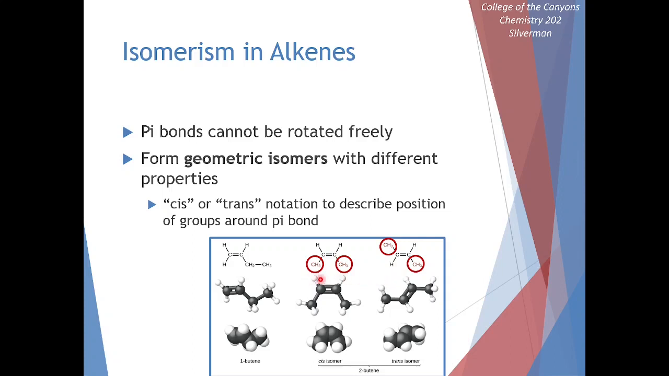If those groups are close to each other across the double bond, we call that cis. If those large groups are far away from each other across the double bond, we call that trans. And it takes a fair amount of energy to convert between these cis and trans isomers. They're going to have different properties. They're going to behave differently. They are going to be different.